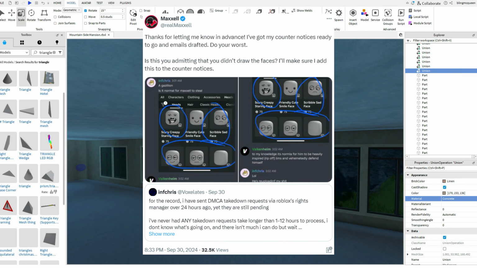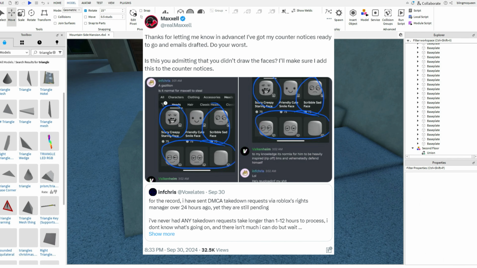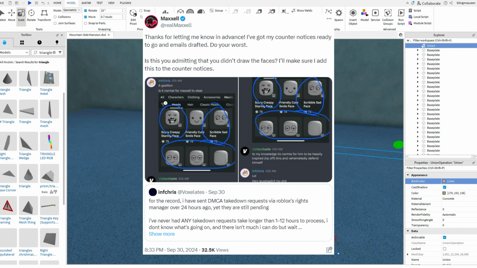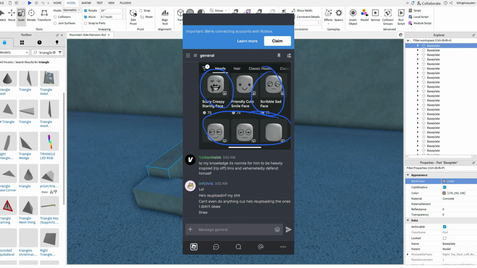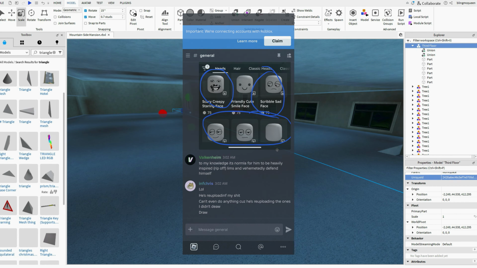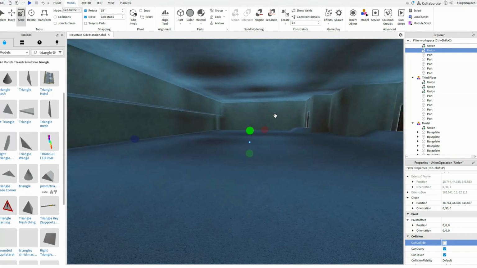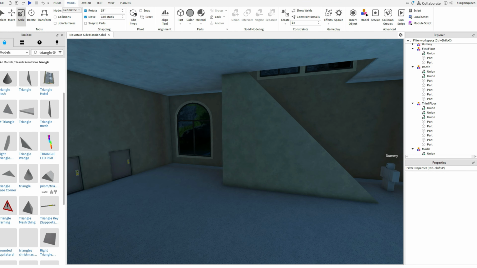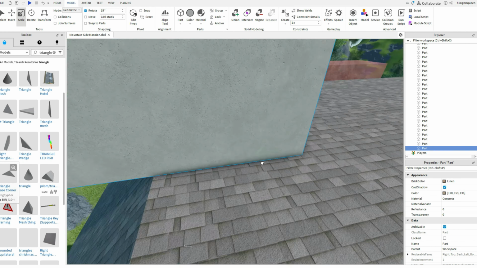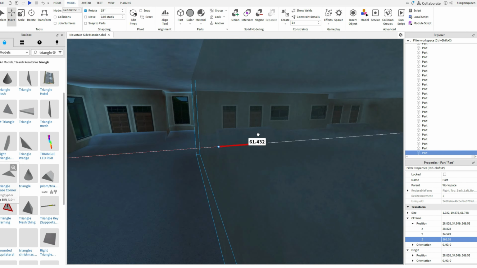Attached are two Discord images of Chris talking to someone about Maxell re-uploading faces and then stating, "Lol, he's re-uploading my shit. Can't even do anything because he's re-uploading ones I did not draw." I think Maxell was trying to own him here, but he's not even refuting the fact that he's copying pre-existing faces. He's just like, look, you admit it. You admit it right here. You did not make them.